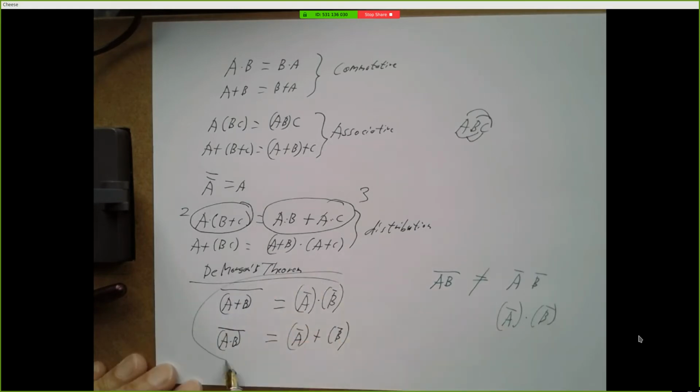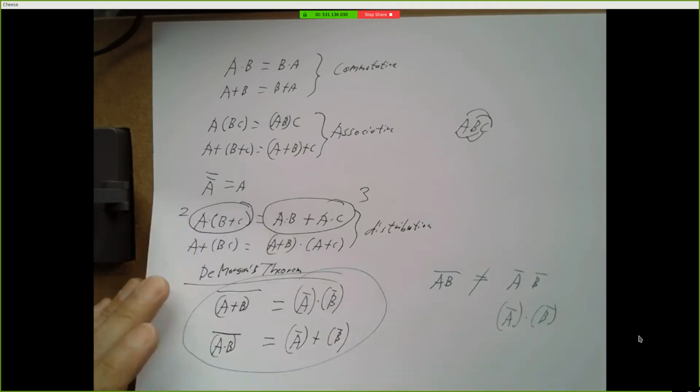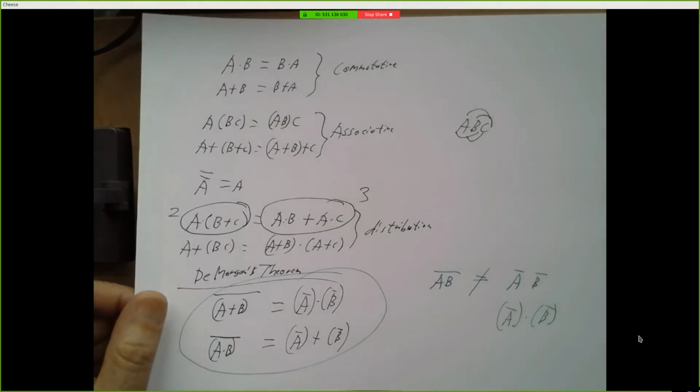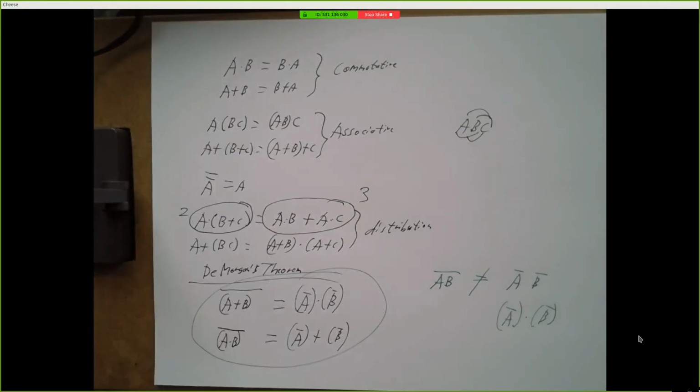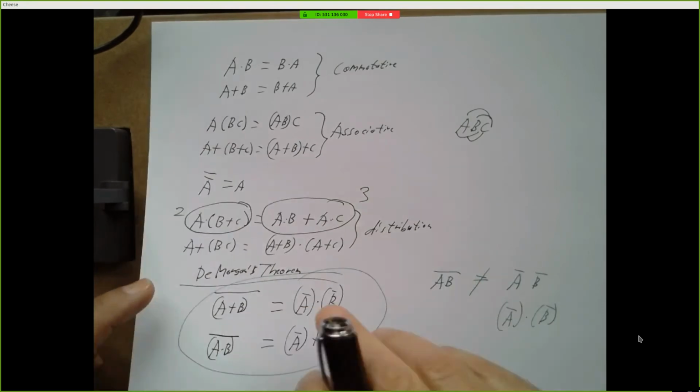So these we'll encounter a lot, and we'll use them a lot. And they're pretty powerful. So we'll come back to De Morgan in a few minutes. I'll tell you why it's such a cool rule. All right, what else can we do with Boolean algebra?